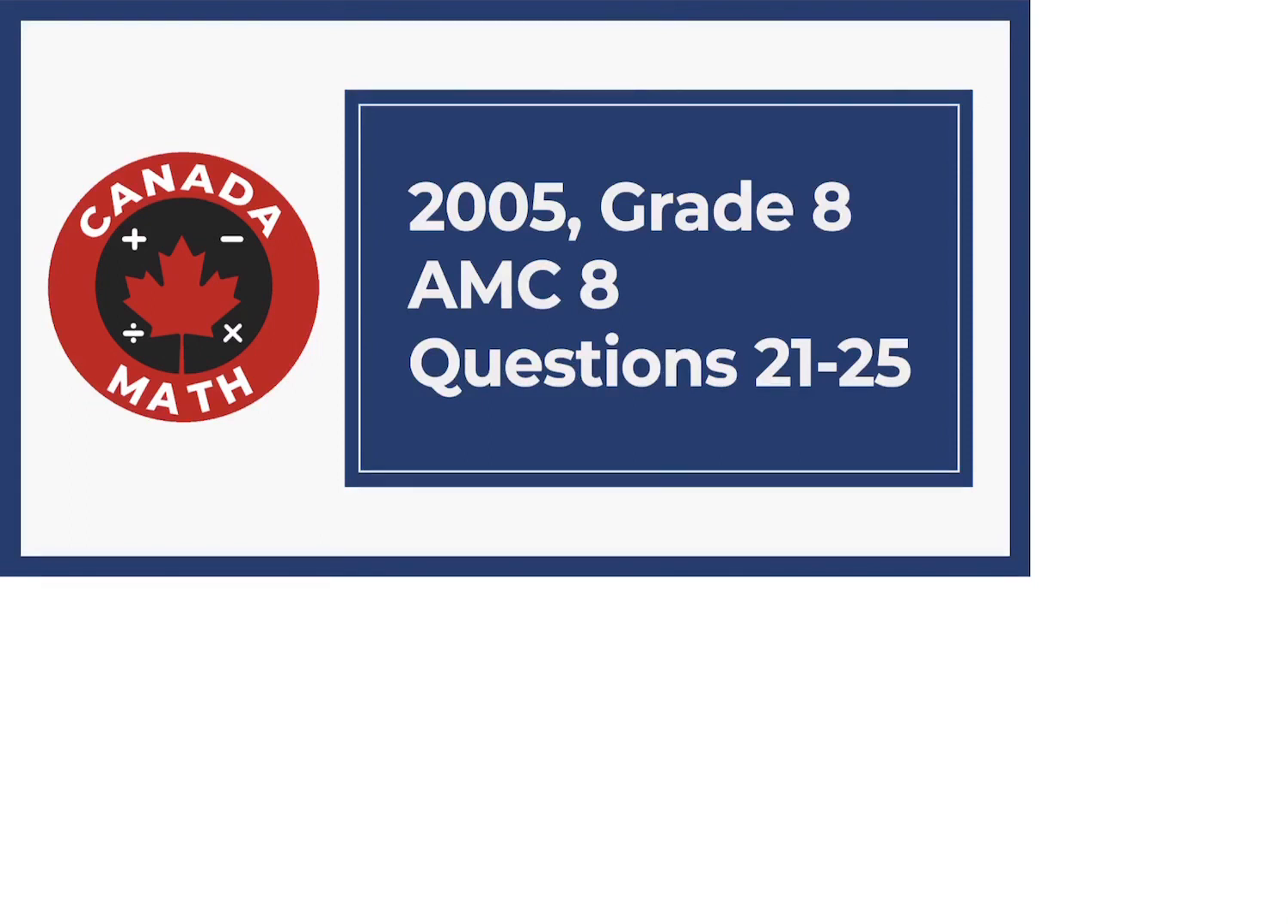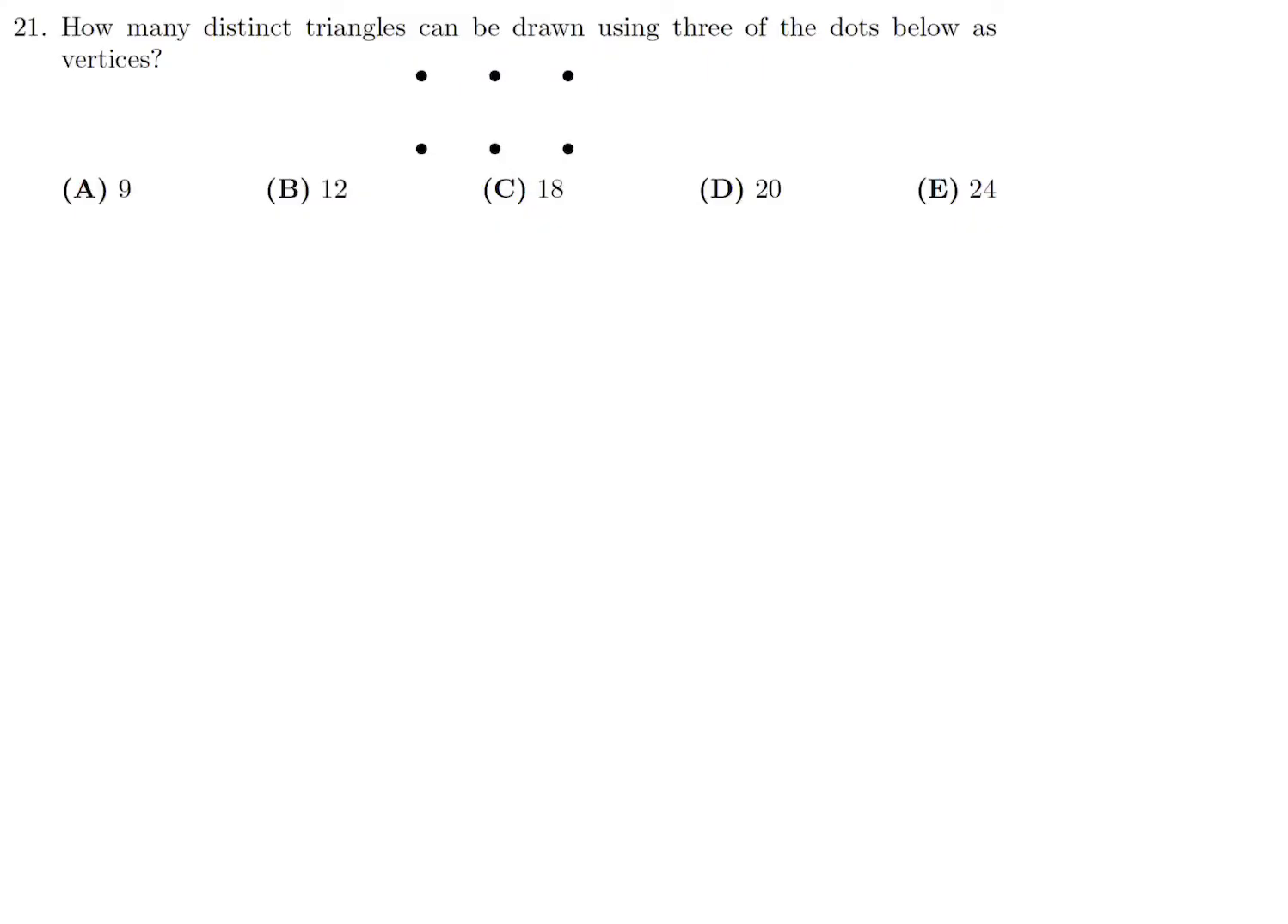Questions 21 to 25 on the 2005 Grade 8 AMC 8. How many distinct triangles can be drawn using 3 of the dots below as vertices? The first thing I want to do is label these in terms of numbers. It makes it easier for me to explain what triangle I'm drawing.